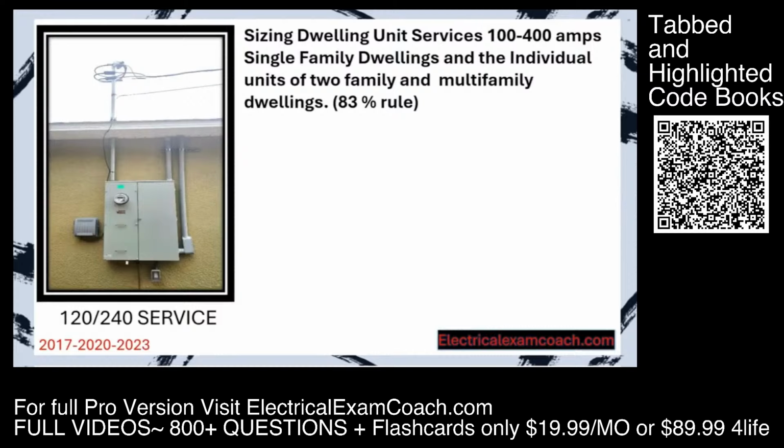Now let's learn how to size dwelling unit services and feeders between 1 and 400 amps. This applies to single-family dwelling units and the individual units of two-family and multifamily dwelling units, and it's affectionately called the 83% rule. The next few slides are very dense, so I want you to slow down, take your time, watch it as many times as you need, but I know that you can do it. Keep up the great work.